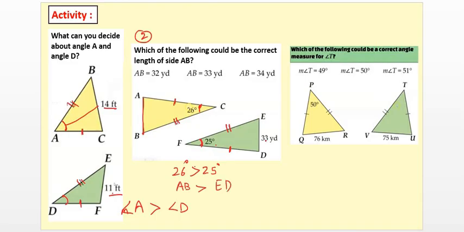And how much is ED? It's 33, right? So AB has to be greater than 33 yards. Now if I look at the options, I have been given 32, I have been given 33. That means no way the measurement of AB could be 32 or 33. So the only option that is left is giving me the measurement of AB greater than 33 yards. That's why this is the correct option. So this is how they give you questions in the exams.